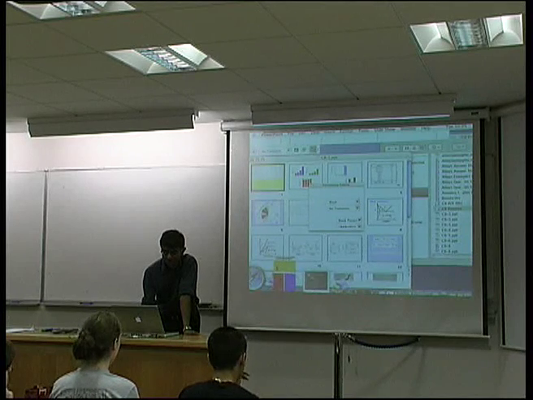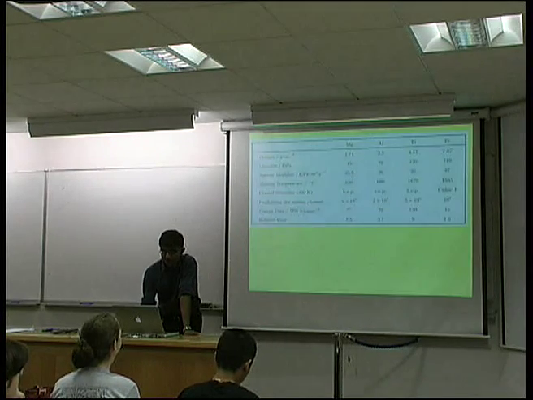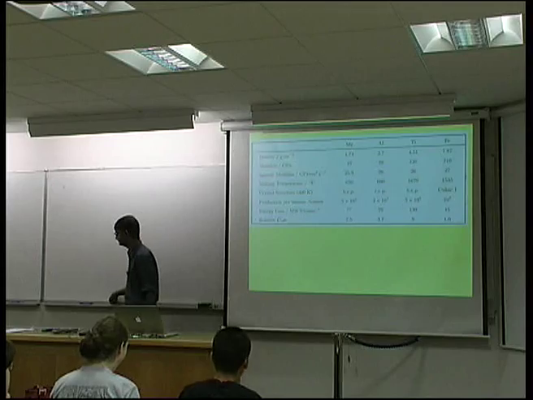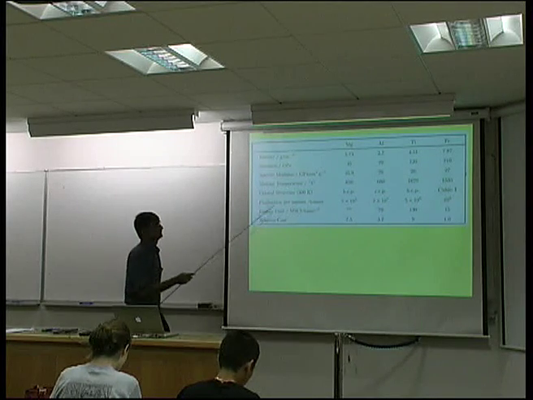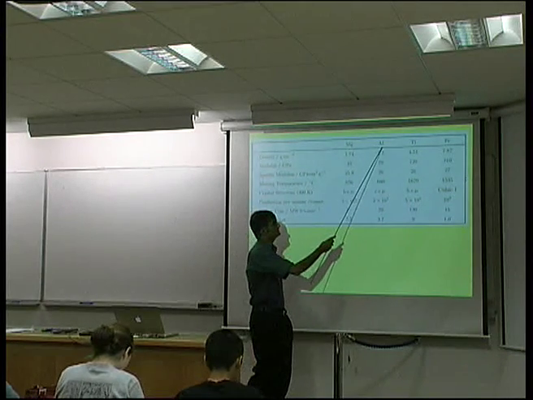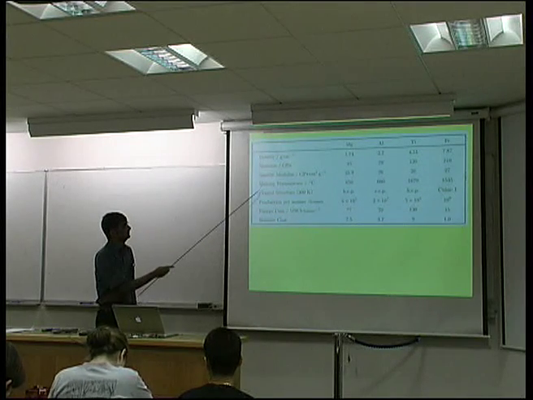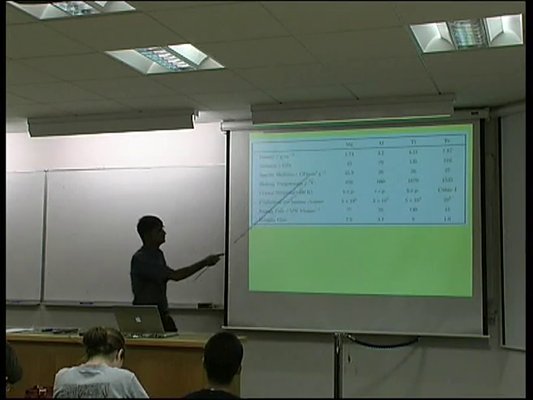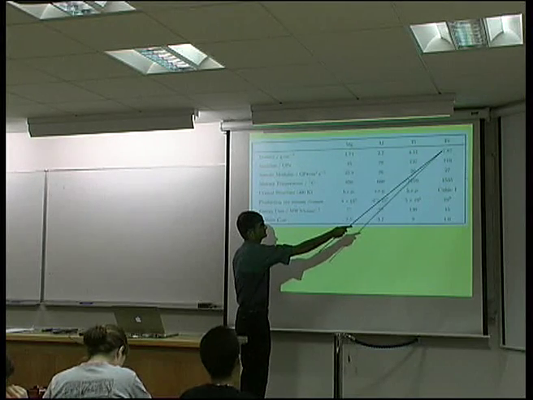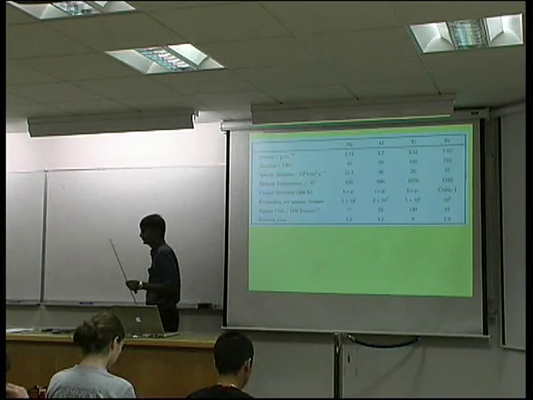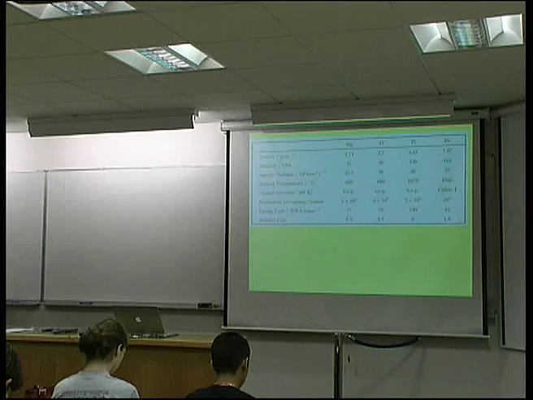And in your handout, you've got this table, which lists the properties of magnesium, aluminium, titanium, and iron. First of all, we have density, and you can see that there are large variations in density. Iron, of course, is the densest of all these materials.